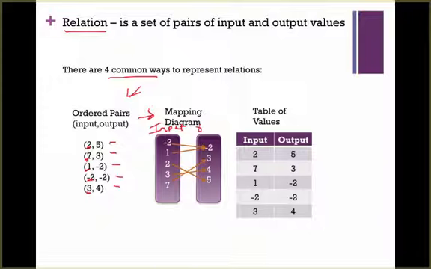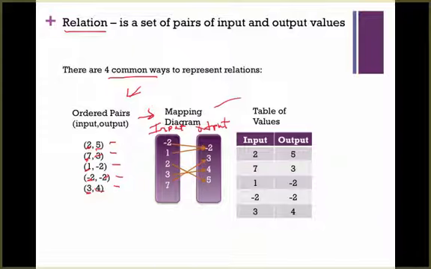Then in the second column, we have our output. And again, I've put those in numerical order. We have -2, 3, 4, and 5. Then what we do is we just connect the pairs with arrows. And you can see that I've connected all of the corresponding inputs with outputs.